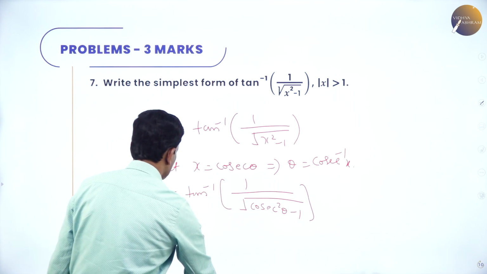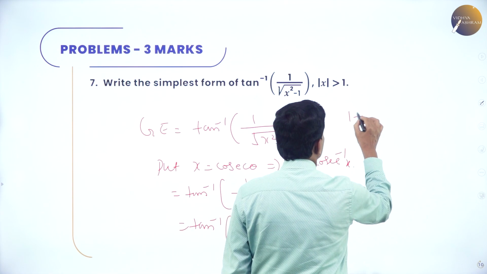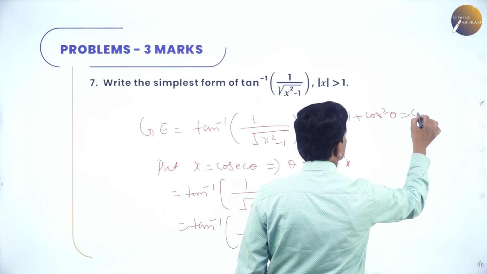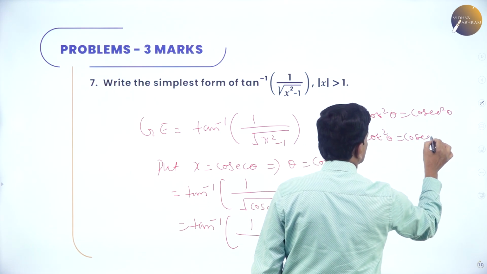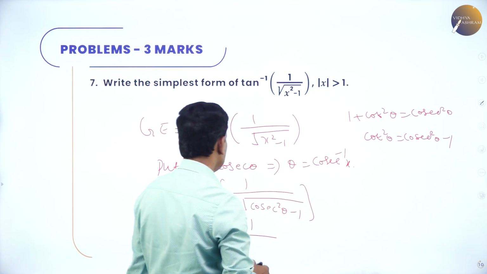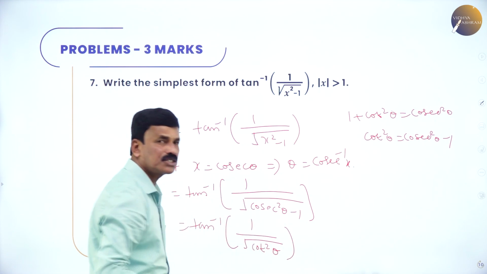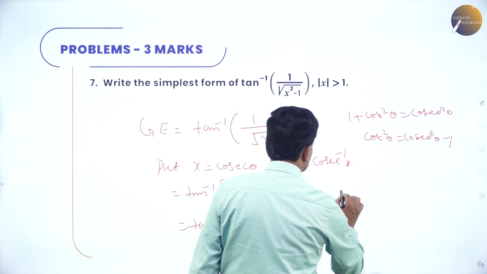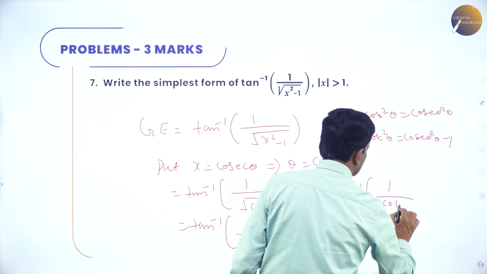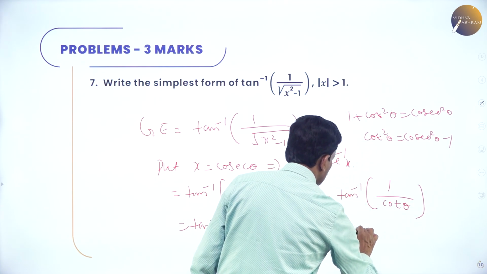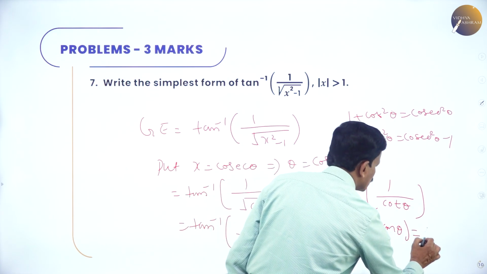This is equal to tan inverse 1 over root of, you know the formula, 1 plus cot square theta is equal to cosecant square theta, right? What is cot square theta? Cot square theta is equal to cosecant square theta minus 1. So square root of cosecant square minus 1 is nothing but cot square theta. Square root gets cancelled. This is equal to tan inverse of 1 divided by cot theta. So what is the reciprocal of cot theta? Tan inverse 1 by cot theta is also equal to tan theta. Tan inverse of tan theta is equal to theta.